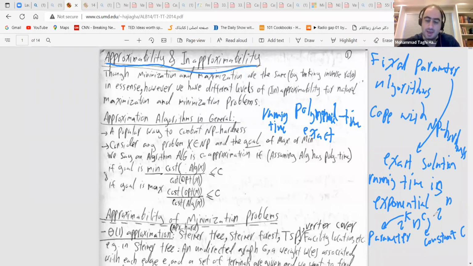2 to the k n to the c, and here k is the parameter; we will talk about different parameters. In some sense, you can think of a fixed parameter algorithm as a way of formalizing the arguments for backtracking algorithms or branch and bound algorithms. But today we talk more about approximation algorithms. Their running time should be polynomial time, but these are not exact. They are approximate solutions that we get here.